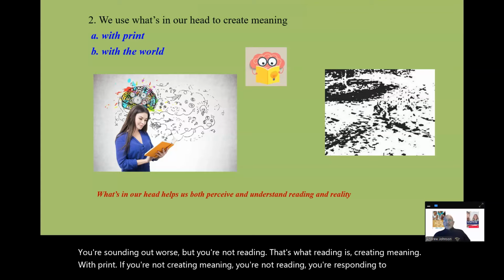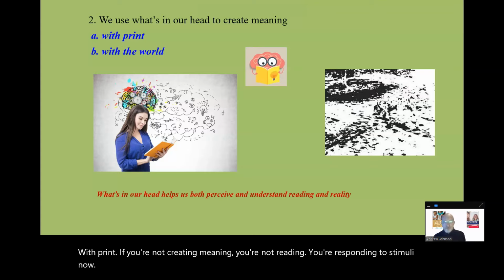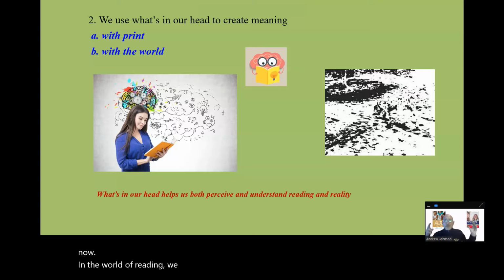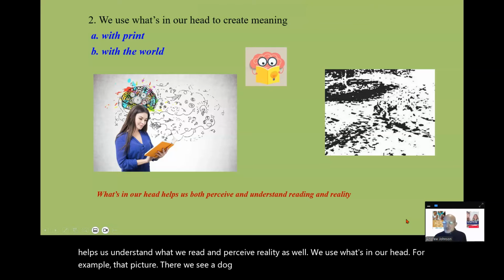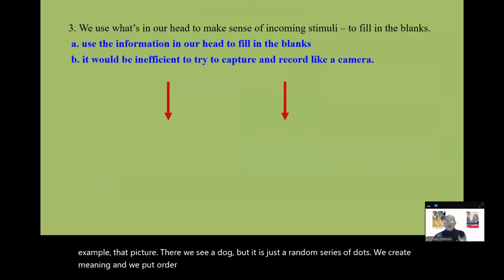Now, in the world of reading, we use what's in our head to create meaning. It interacts with the print. That helps us understand what we read and perceive reality as well. We use what's in our head. For example, in that picture there, we see a dog, but it is just a random series of dots. We create meaning and we put order to it. That's what the brain naturally does.